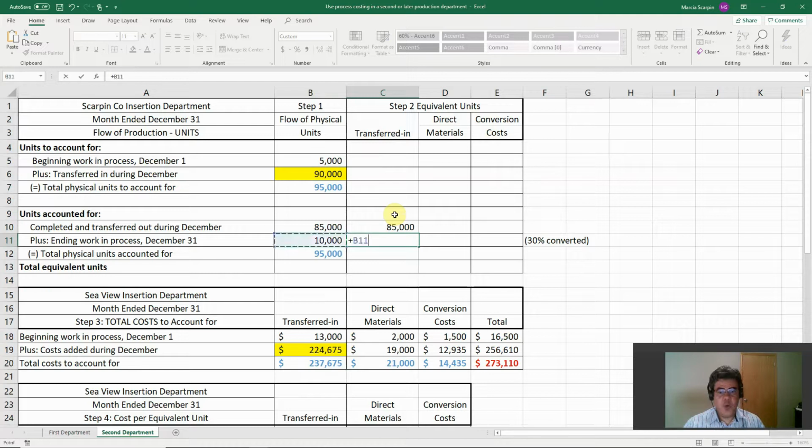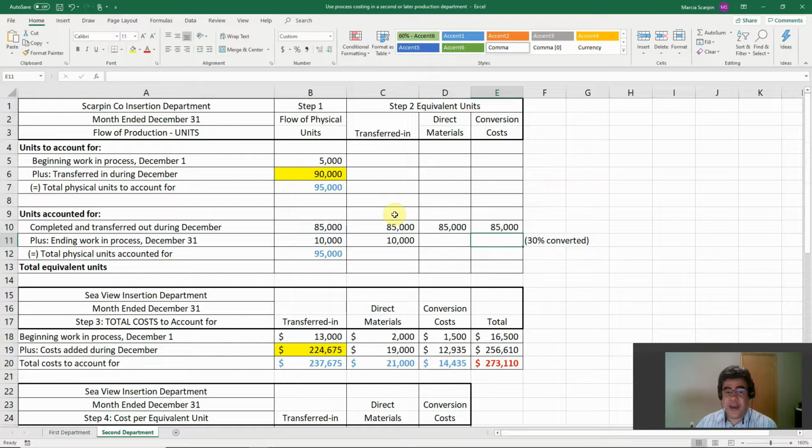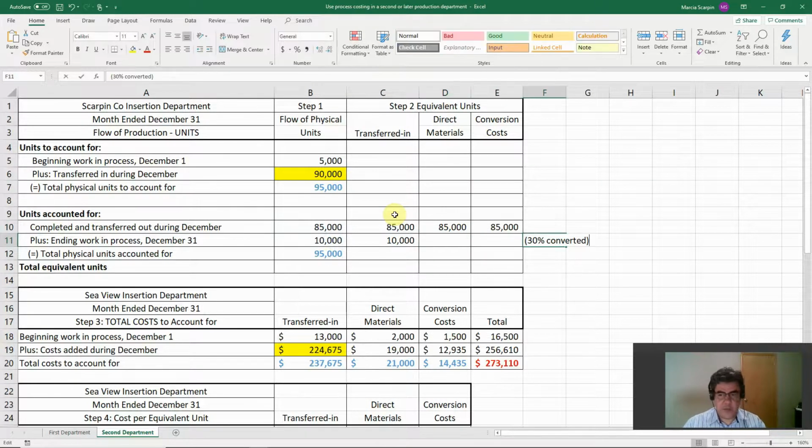Transferred in will always be 100% because they are transferred in. Direct materials, and then completed will always be 100% completed, 85. Direct materials, what do we have here? 100%, in your file it's right here, 100% completed for direct materials and 30% completed for conversion costs.